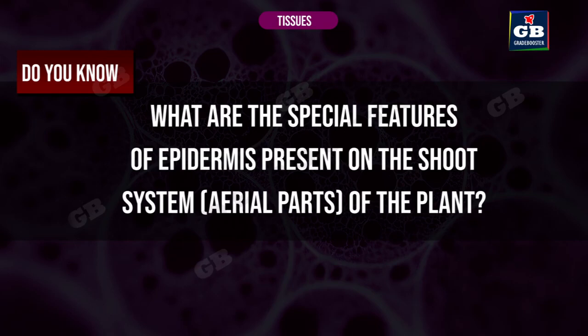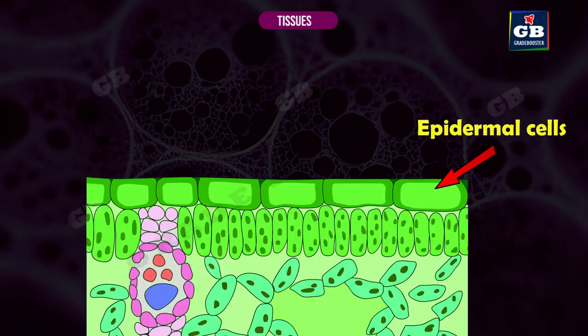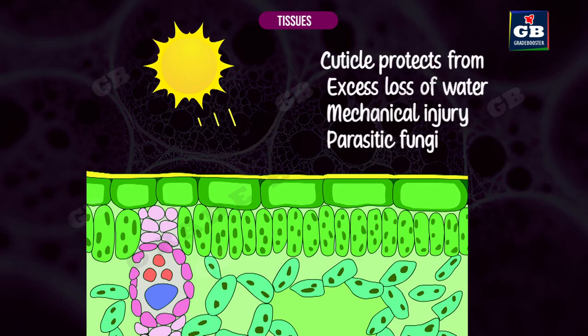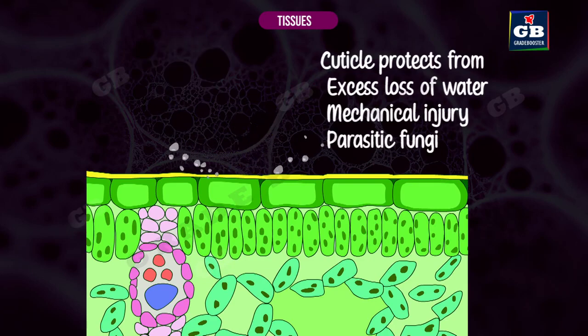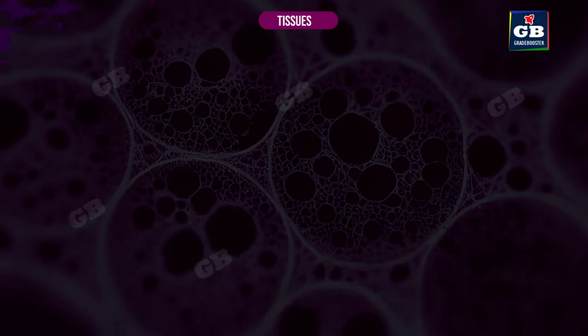What are the special features of the epidermis present on the aerial parts of the plant, that is, the shoot system of the plant? The epidermal cells of the aerial parts of the plant secrete a waxy, water-resistant layer on their outer surface. This waxy layer is called cuticle. It protects the plant parts from excess loss of water, mechanical injury, and from parasitic fungi.